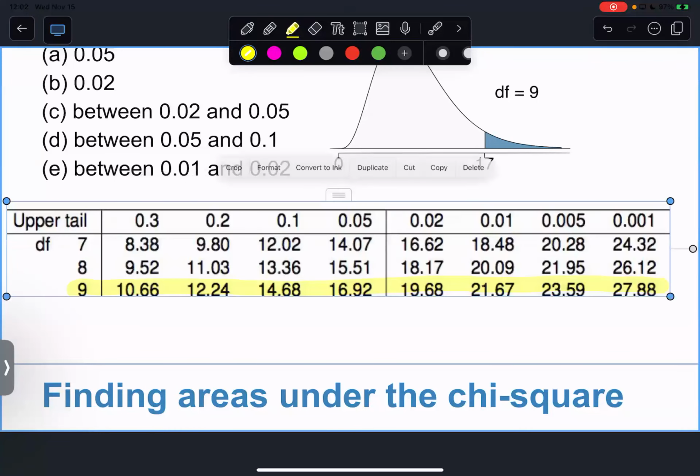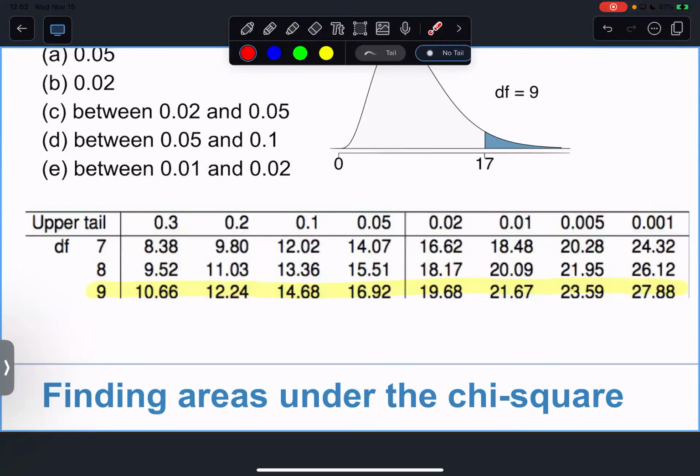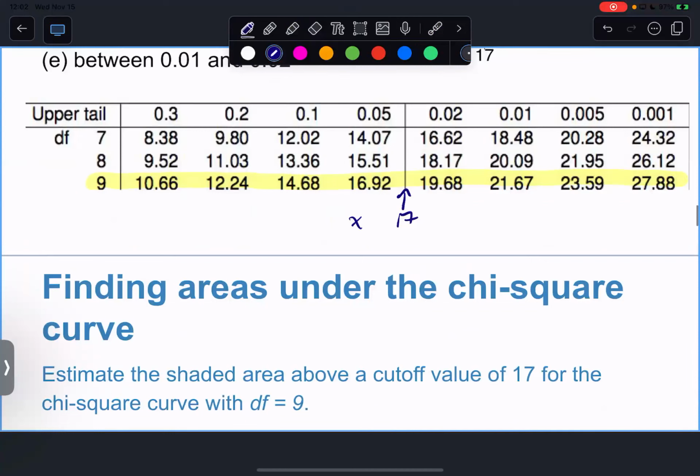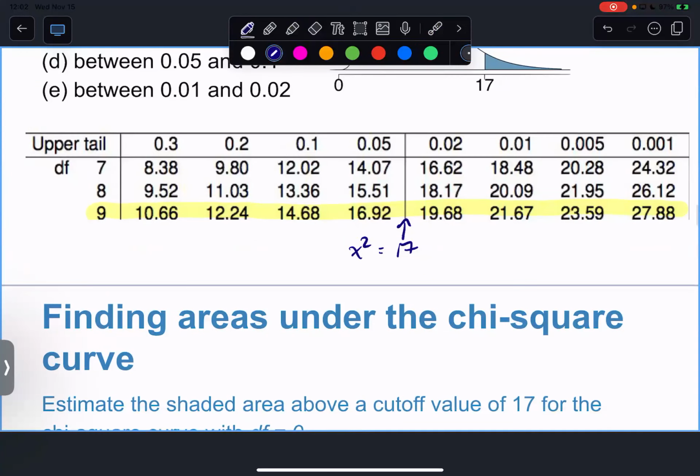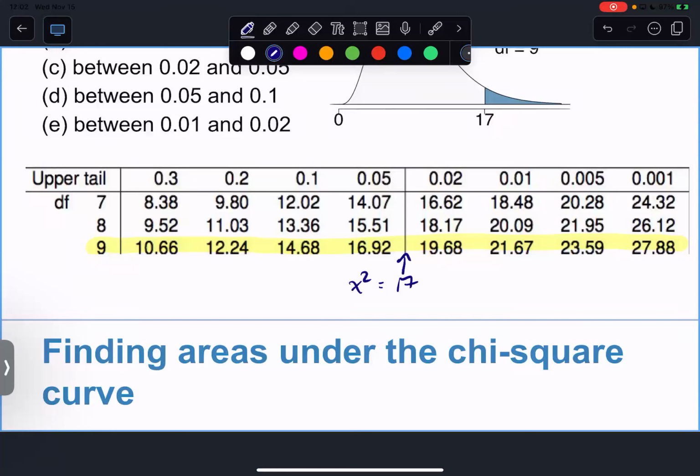So here, my calculated chi-squared is 17 with 9 degrees of freedom. So 17 is somewhere between these two values, between 16.92 and 19.68. Doesn't matter where. We would use software if we wanted an exact p-value, because you would have to use calculus to integrate to find the area under the curve, and that sounds terrible, so no thank you. But how can we use this?